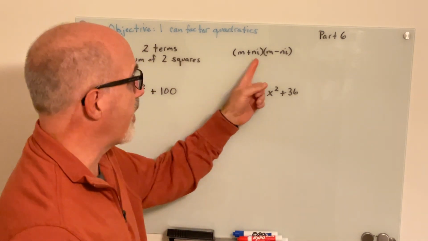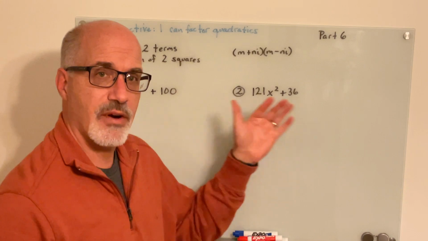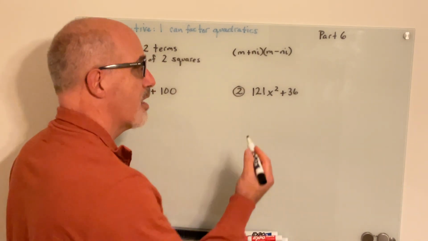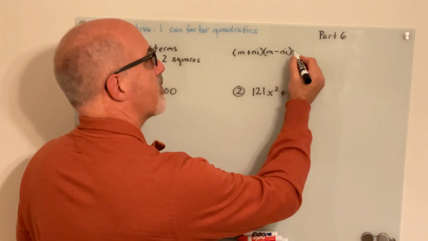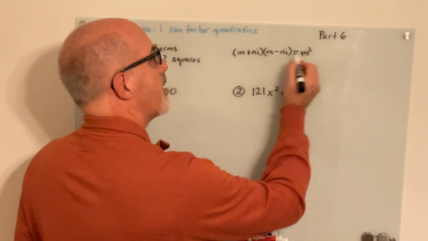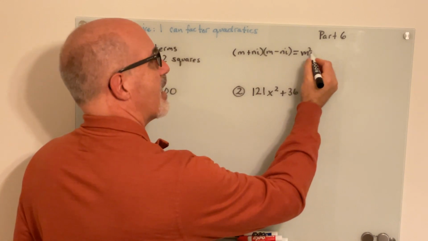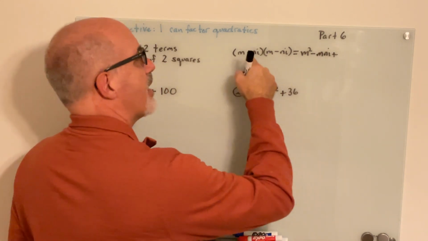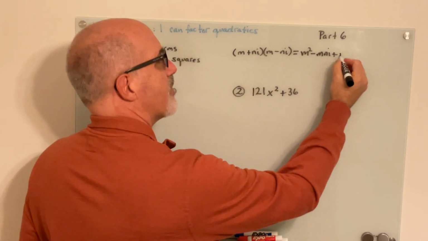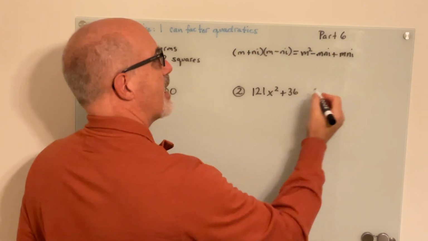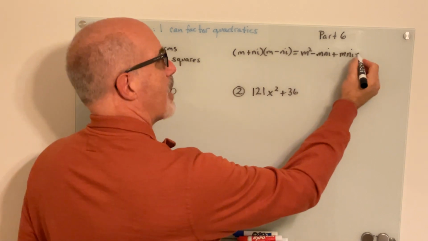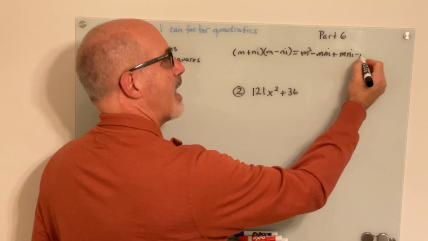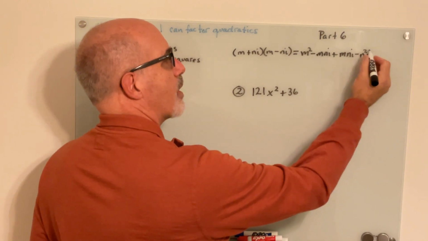So let's take a look at, if I put an i after this, what happens if I were to multiply this? Because remember, factoring is undoing the multiplication. So take a look, m times m gives me the m squared. Then m times negative ni is negative mni. And then ni times m is positive mni. And then lastly, we're going to have a minus, because a plus times a minus, n times n, i times i, n squared, i squared.